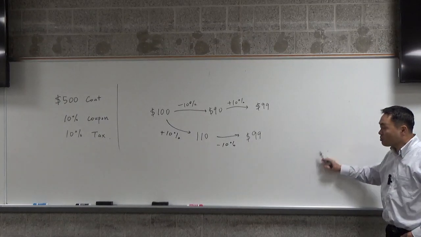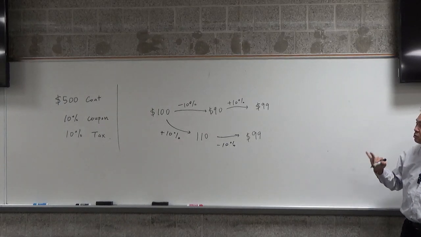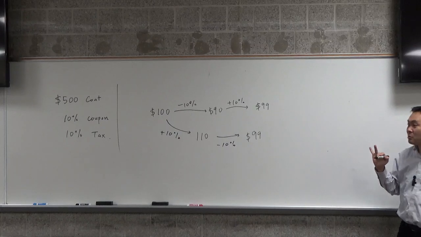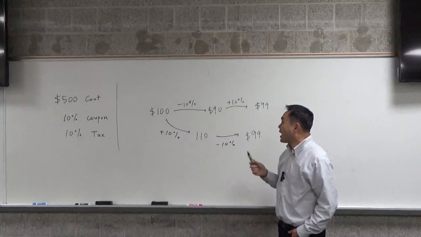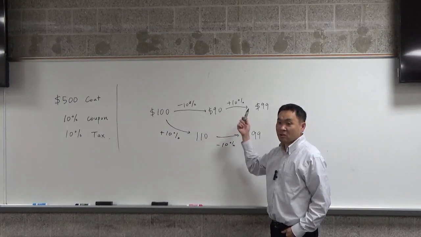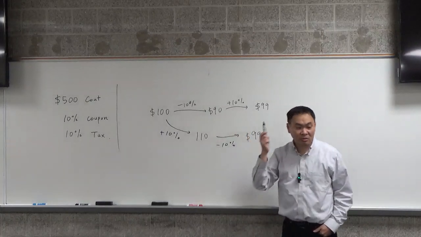The reason I'm trying to tell you this is because there are two important things that you have to understand about percentage increases. The first thing is that they don't add like regular numbers. You can't add negative 10 plus 10 and get 0. It doesn't work like that.